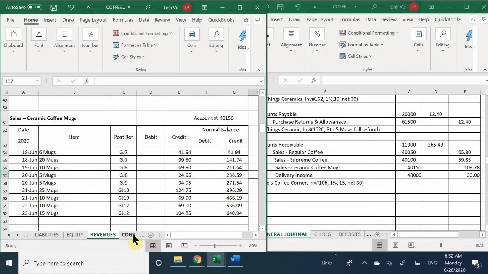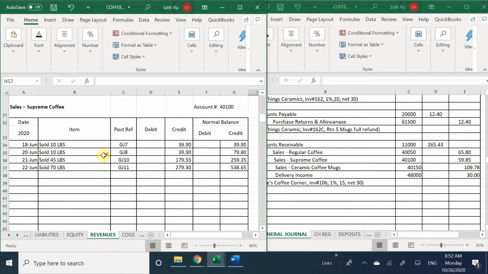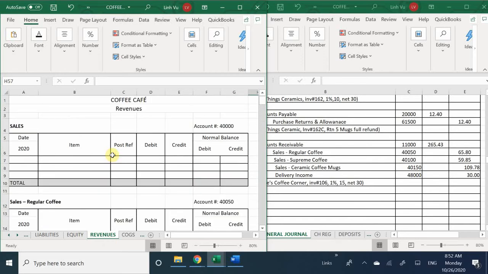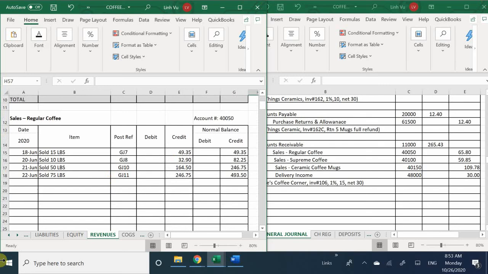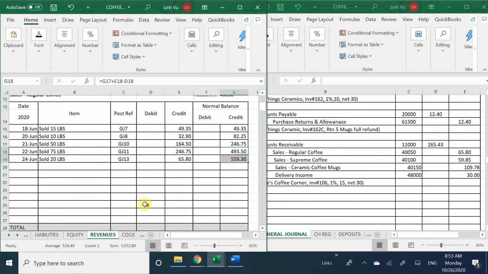Well, we go to revenues and it's sales regular coffee. Okay, here I'm in revenues. And you want to do sales regular coffee. Sales regular coffee sold 20 pounds. GJ 13. Credit 65.80. Total should be 559.30. Right, good.